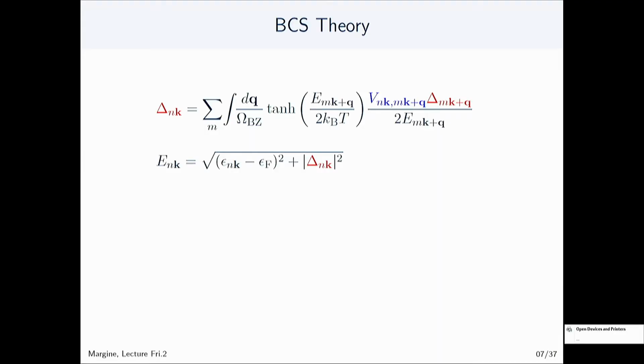So in this formula, we can try to understand what each term represents. Delta is the superconducting gap, and V is the pairing potential, the one I mentioned earlier when I was describing that picture. And E_k is the quasi-particle excitation, which is expressed in terms of single-particle energy eigenvalues and the superconducting gap.